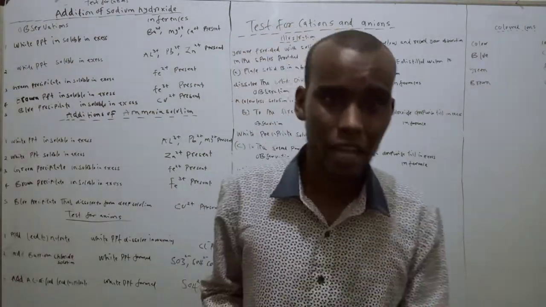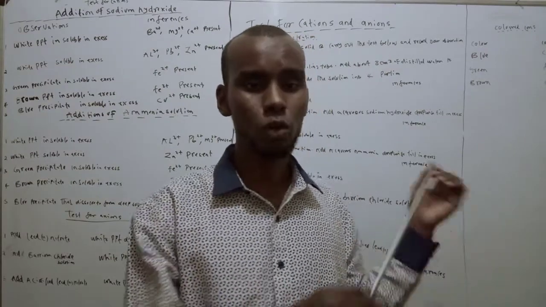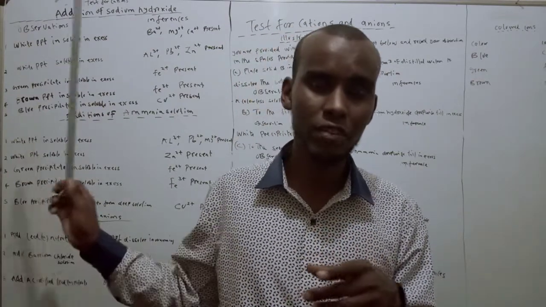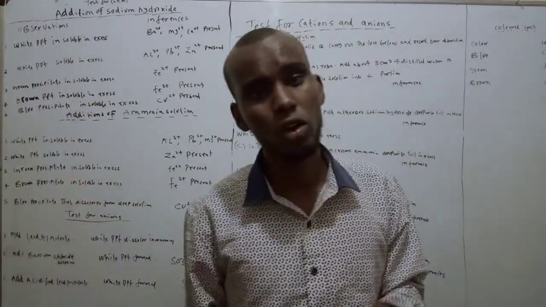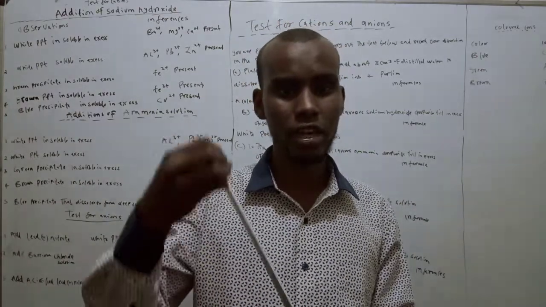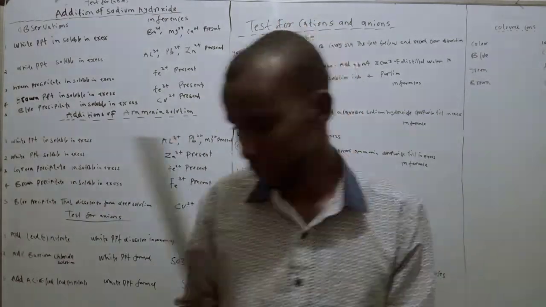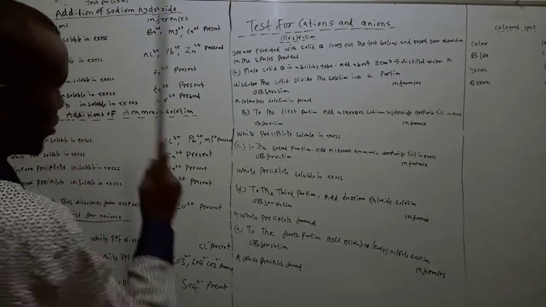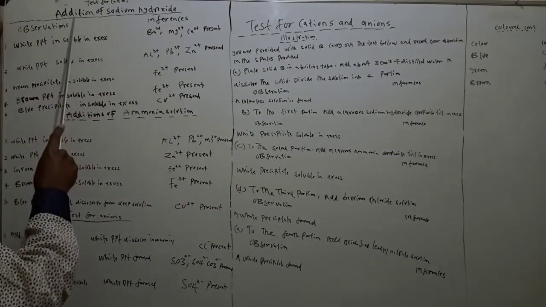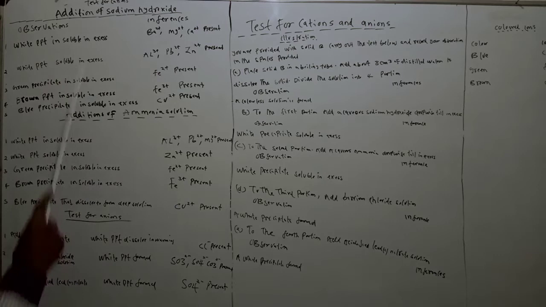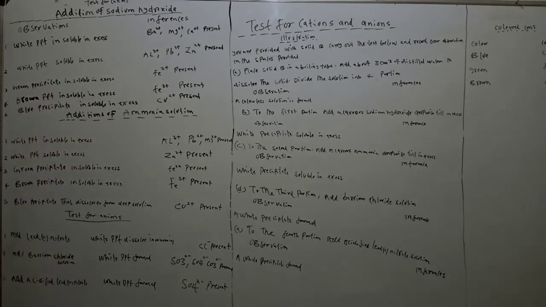Now here on the board, I have a question, and before the question, I also have the layout, or the expectations, for the observation and the inference. So let's start with the cations. Test for cations: we're using the addition of sodium hydroxide. Here we have observation and inference.